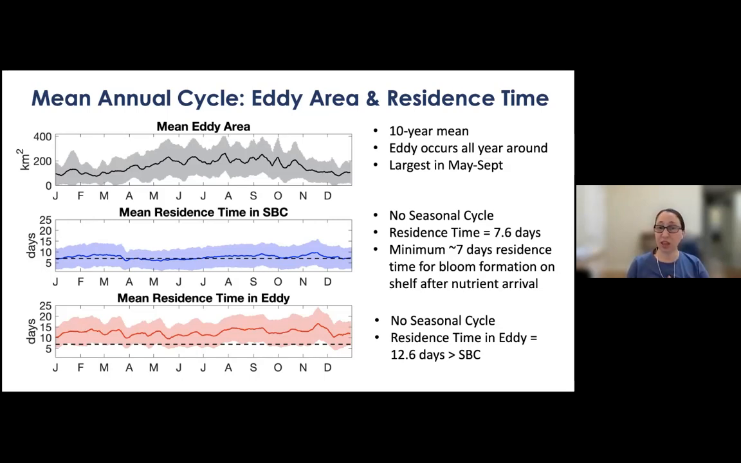And that's pretty consistent. There's no seasonal annual cycle. It's consistent through the whole year. And then on the bottom, I just wanted to show that we calculated the mean residence time within the eddy. And that is actually even higher than the 7 days. So within the eddy itself, it averages 12.6 days, which is definitely high enough. And that dynamic is contributing overall to this sort of atypically high residence time, I think, for the Bight compared to other areas.